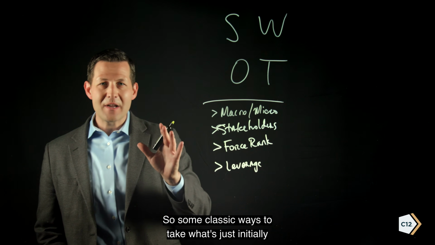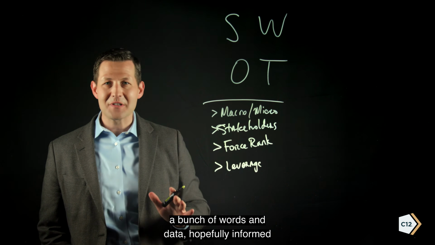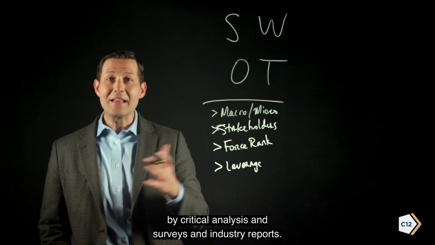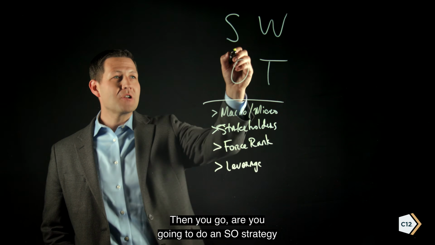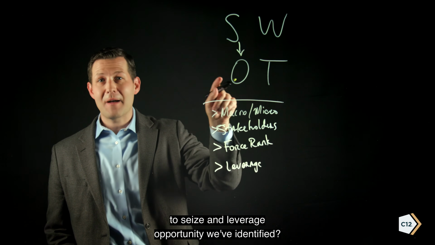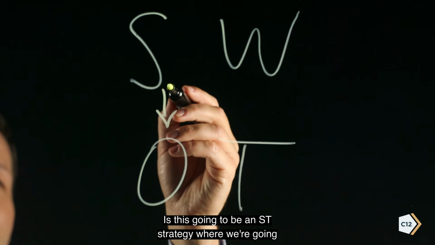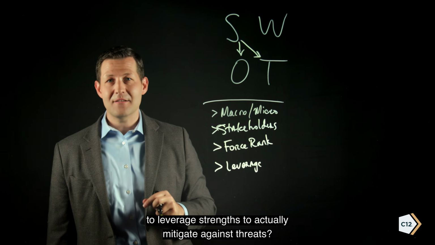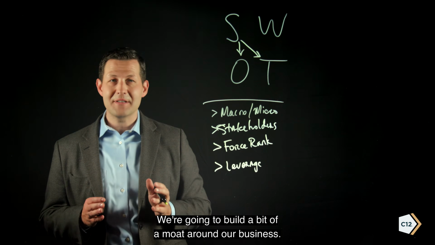So there are some classic ways to take what's just initially a bunch of words and data, hopefully informed by critical analysis and surveys and industry reports. Then you go, are you going to do an SO strategy? We're going to use our strengths to seize and leverage opportunity we've identified. Is this going to be an ST strategy, where we're going to leverage strengths to actually mitigate against threats? We're going to build a bit of a moat around our business.